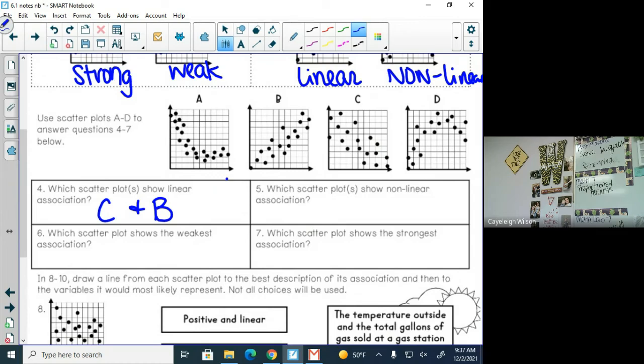All right, 5. And we just answered that. Which scatter plots show non-linear, which were what? A and B. Because they both had a curve to that scatter plot.